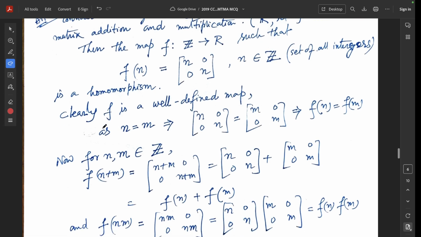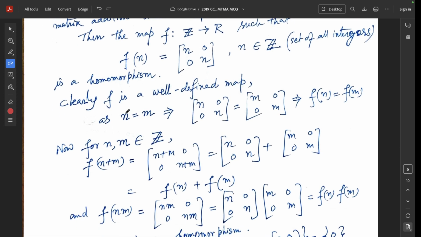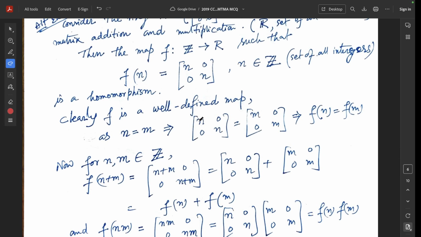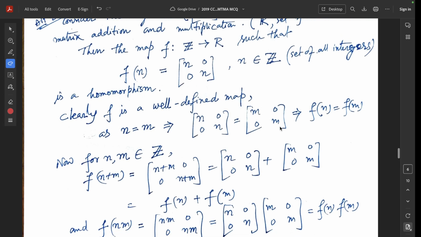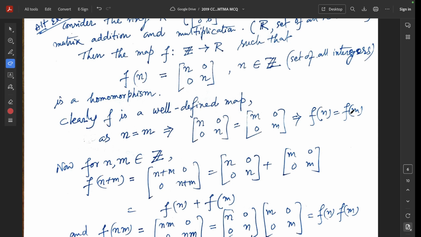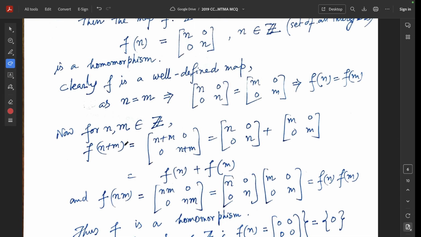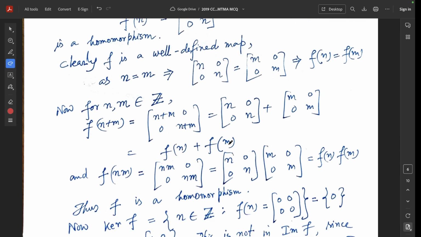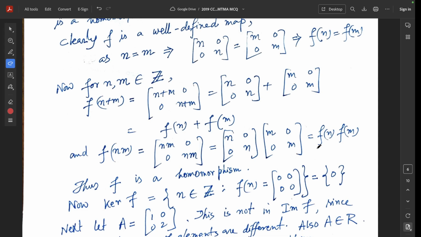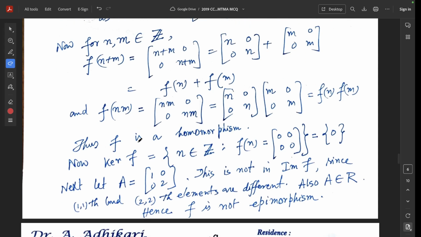ring homomorphism actually. Clearly, f is a well-defined map because n equal to m implies this 2 by 2 matrix [n 0; 0 n] equal to [m 0; 0 m], and this implies f(n) equal to f(m). So obviously, f is a well-defined map. Now for n, m belonging to Z, f(n plus m) equal to [n plus m 0; 0 n plus m], that is [n 0; 0 n] plus [m 0; 0 m], so f(n) plus f(m). And f(n into m) is equal to f(n) into f(m). Thus, f is a ring homomorphism.